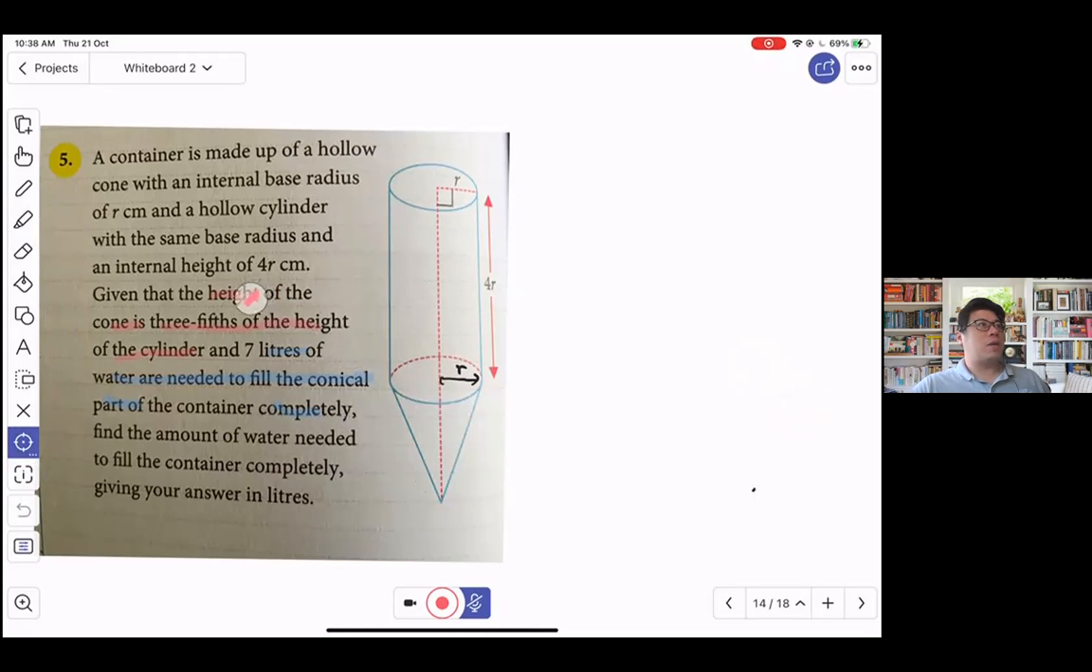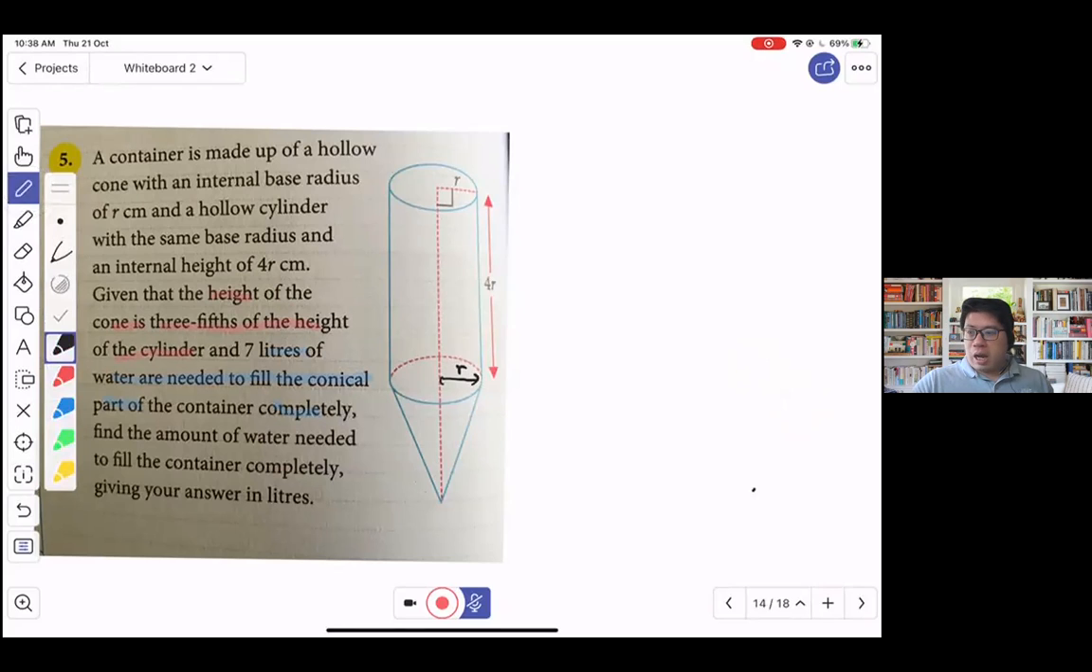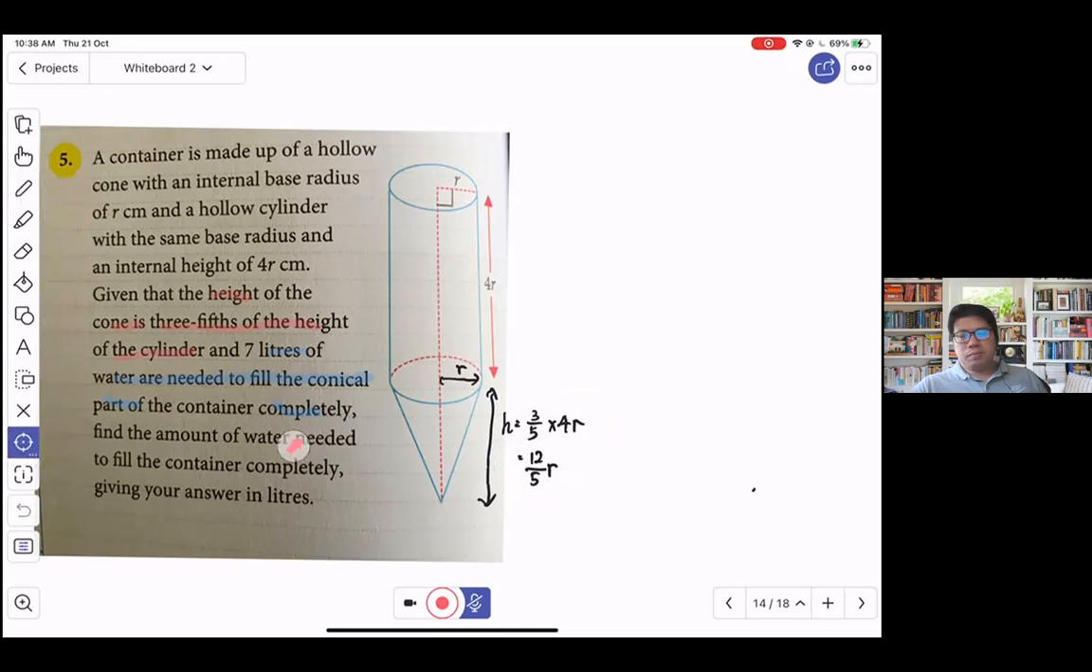Okay, let's look at the first information, right? The height of the cone is 3/5. What does it mean? If you look at the height of the cylinder, it is 4r, so the height of the cone is 3/5 of the height of the cylinder. So this height would be 3/5 of 4r. Just work it out, it will be 12/5 r. Right, this is the height of the cone. 7 liters are needed to fill the conical part completely.